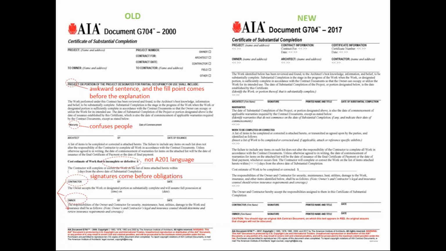You can see that warranties have been broken out into their own separate section. And you can also see that instead of saying cost estimate of the work that is incomplete or defective, it says cost estimate of work to be completed or corrected, which is more in line with the language of A201. And also the contractor and owner signatures come at the bottom of the document after the responsibilities that they are taking on.